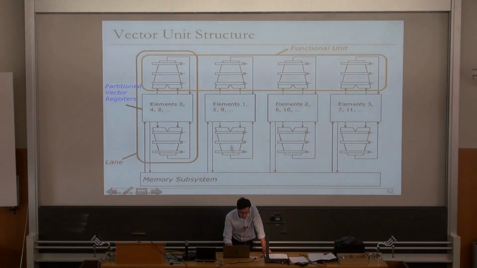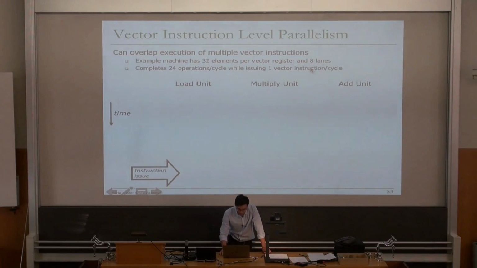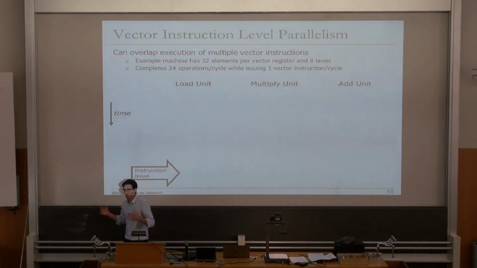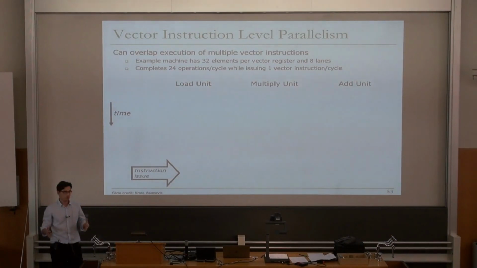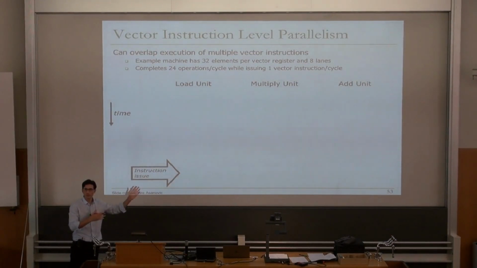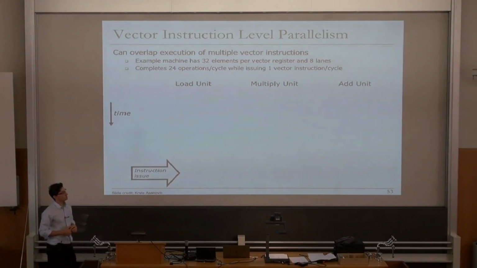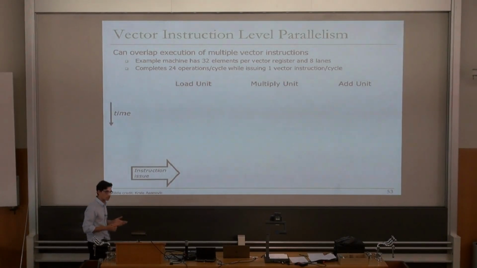Elements 1 will be here, elements 2 will be here, and so on. In this specific example, we have 4 vector lanes. And so what this means is that even though the vector length that we define in our code might be a certain number, 50, as it was in the example that we had before. Now let's consider that this vector length is 32.